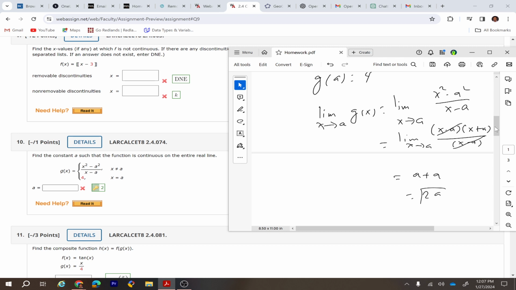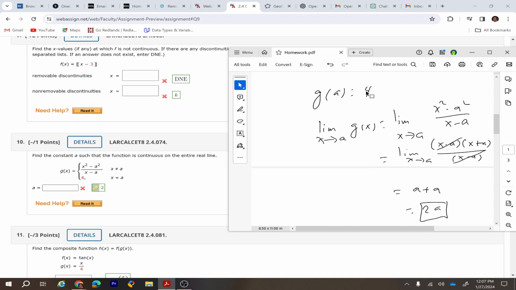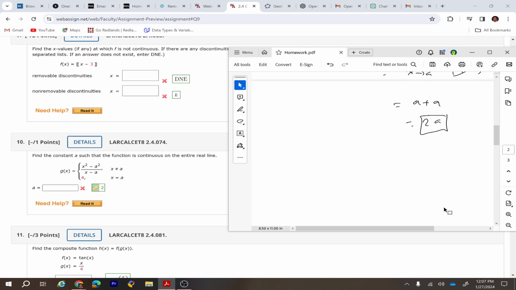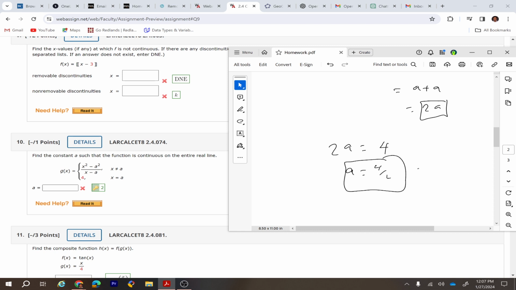That's actually 2a. So for g of x to be continuous, this limit has to be equal to 4, because the limit of the function is supposed to be equal to the value of the function. That's the definition of continuity. So 2a has to be equal to 4, and if you solve for a, that is 2. That's the reason the answer is 2.